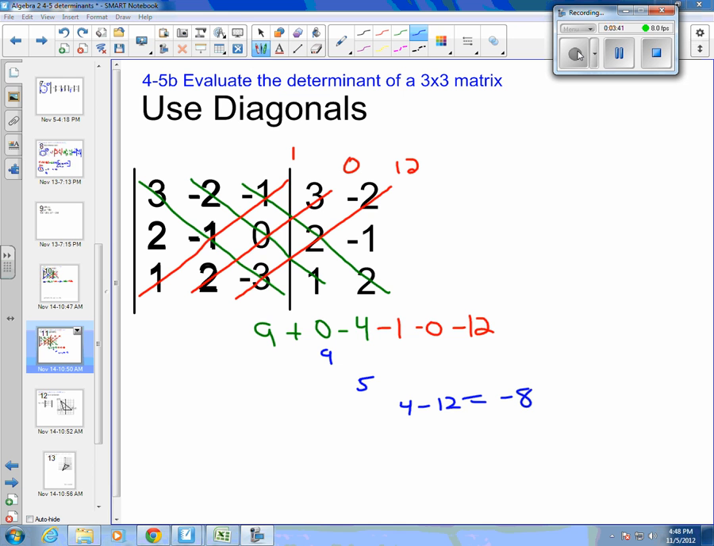Again, I used to think that this was the easiest method, the diagonals, but then whenever I practiced the minors, I actually got to like that one better. So please practice both on the homework. Make sure you're doing some of each so you can get good at them.